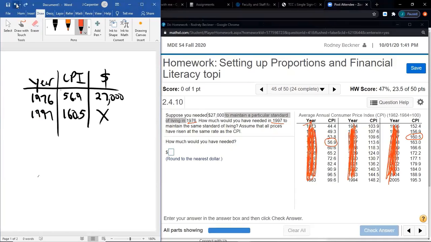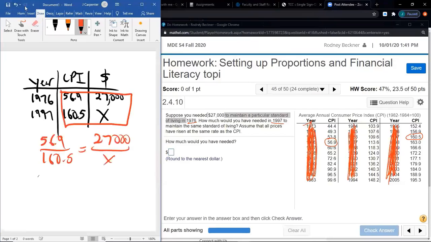So if you imagine yourself drawing a box, this is literally the only box you can even draw. And you've got 3 numbers in a variable. Remember, no boxes around years. Years are apples and oranges. So that's the box we draw. We're going to do 56.9 over 160.5 equals the 27,000 over the x. We'll cross multiply to get 56.9 times x is equal to 27,000 times 160.5.